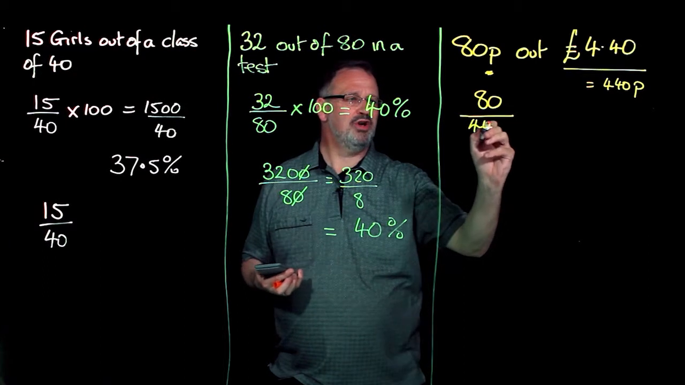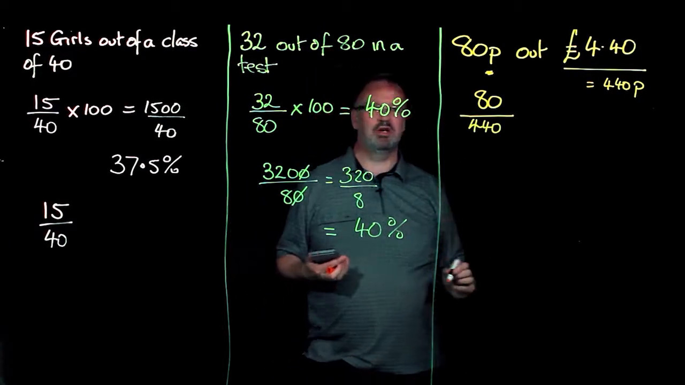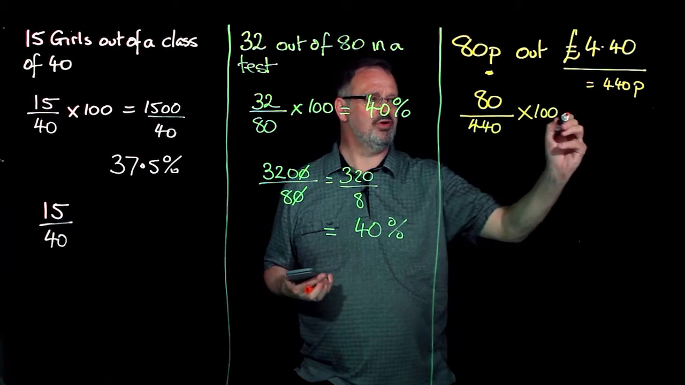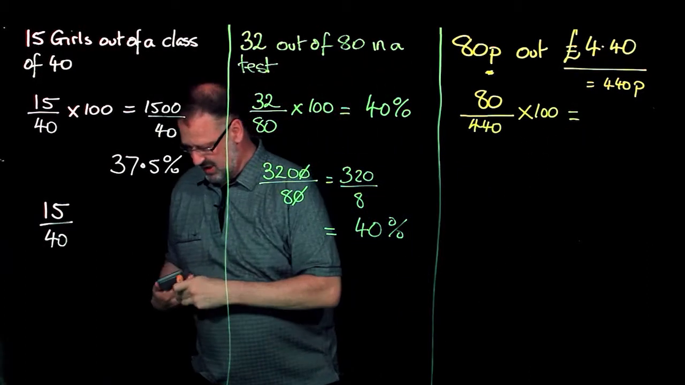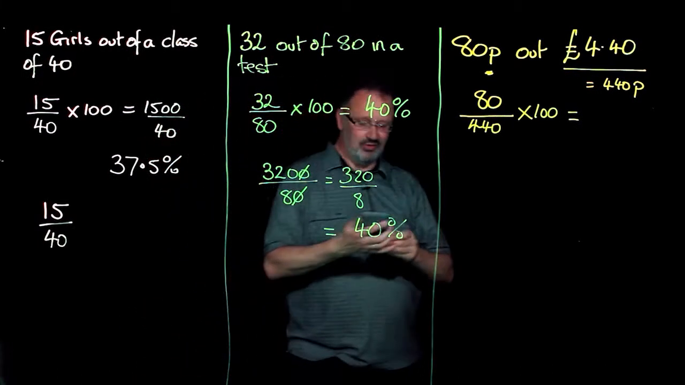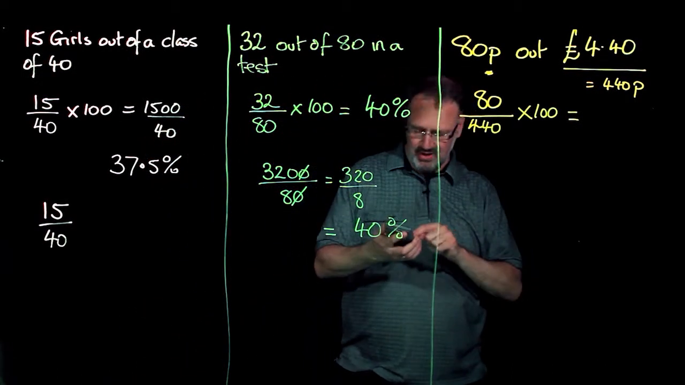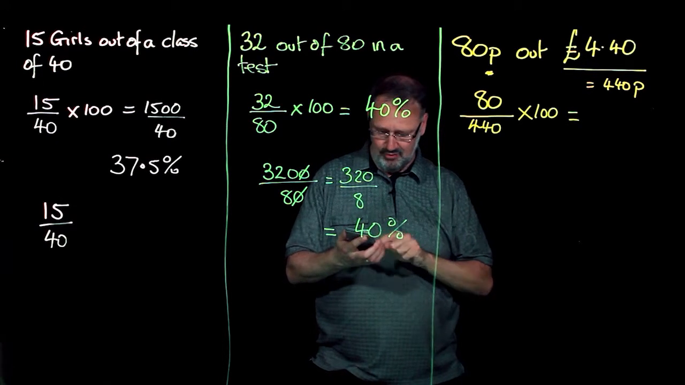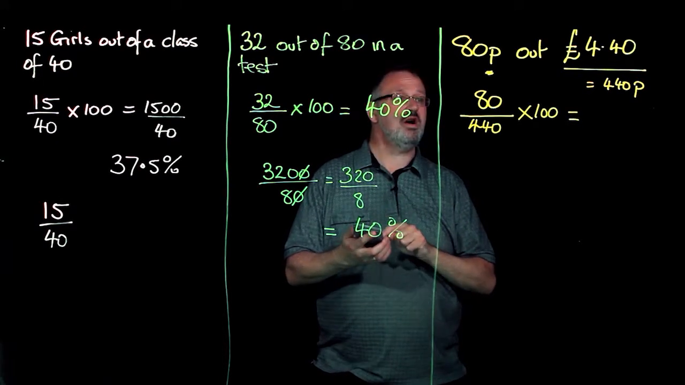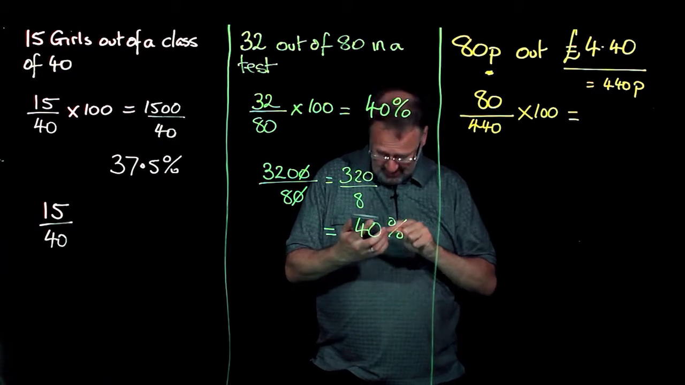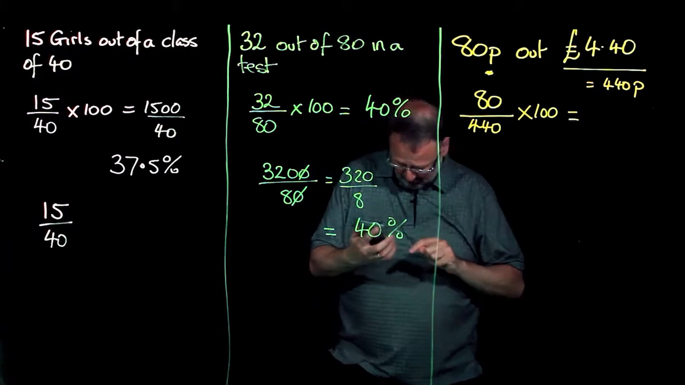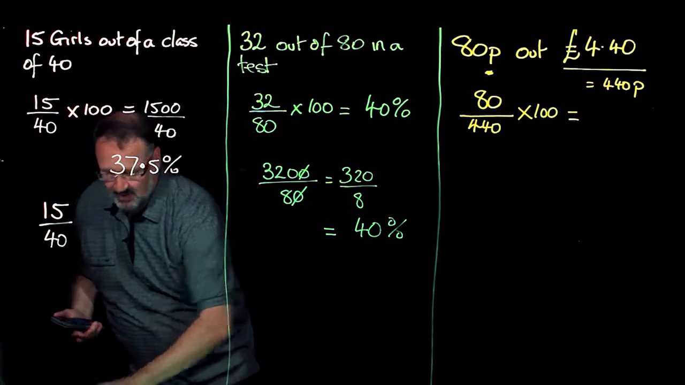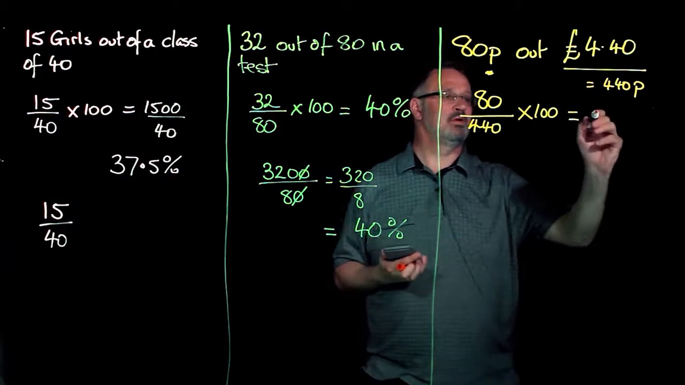80 divided by 440. To turn that into a percentage, times 100 equals, and again, resorting to my electronic calculator, 80 divided by 440 equals times 100, and I get the answer of 18.18 recurring percent.